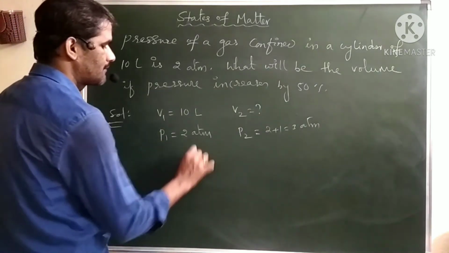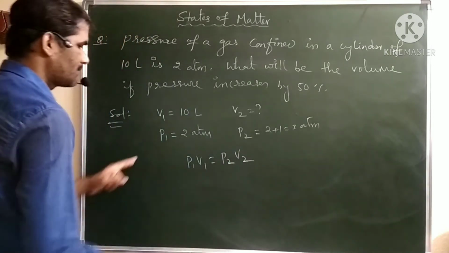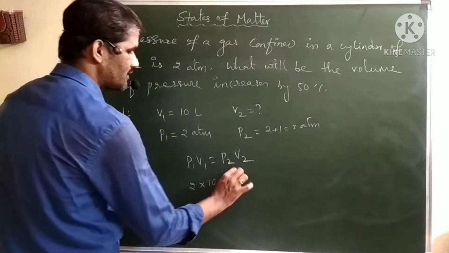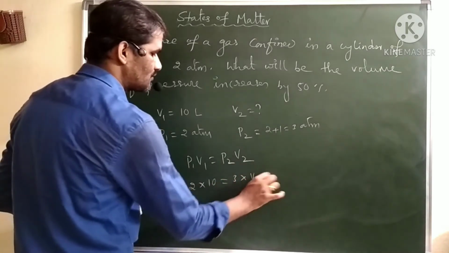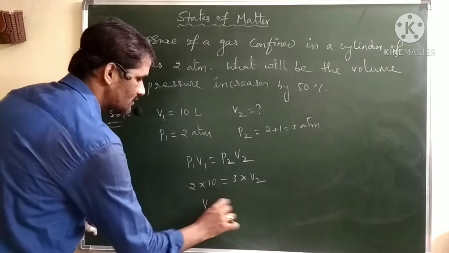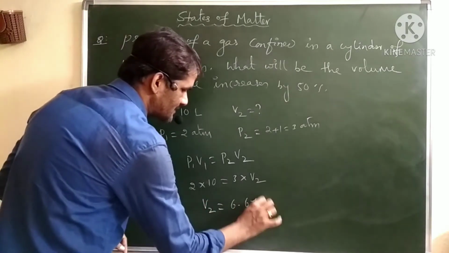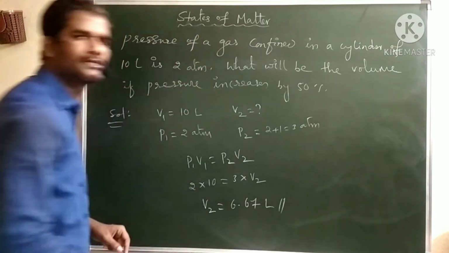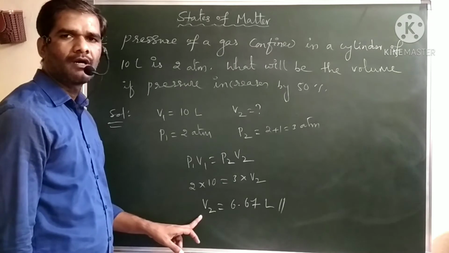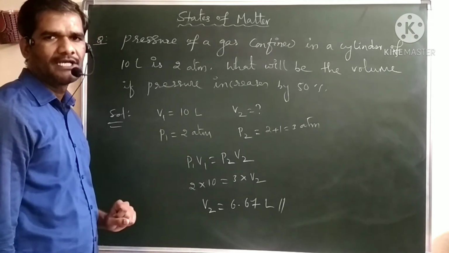In the formula P1 V1 equals P2 V2, P1 is now 2 atmospheres, V1 is 10 liters, P2 is 3 atmospheres, and V2 we have to calculate. Then this will give V2 equals 20 by 3, so approximately 6.67 liters. This is the final volume. Generally if you increase the pressure, volume automatically decreases, from 10 liters to 6.67 liters.